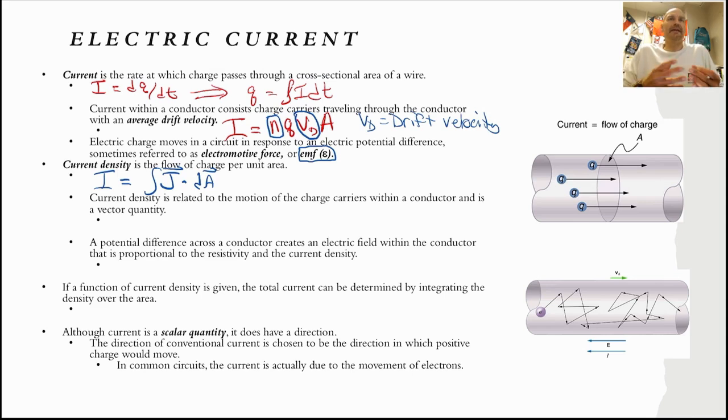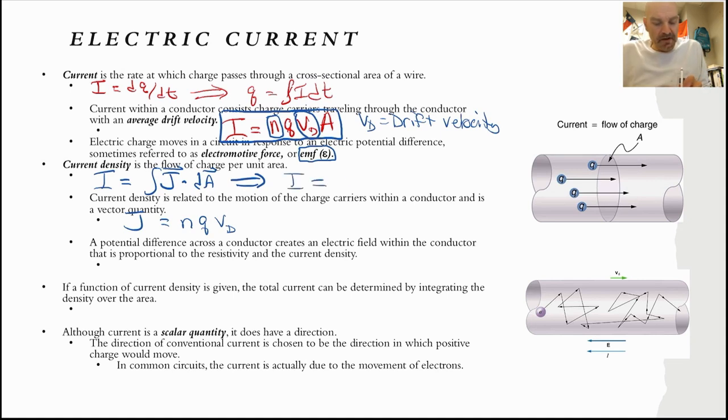And again, it seems like we're just going to write these kind of equations, but if you look at this equation right here, the first part of it is J. So that N Q V sub D, that is J. Because if we were to solve this out, we would get current equals J times A, right? And so that's where we get this idea that J is simply that NQV sub D.